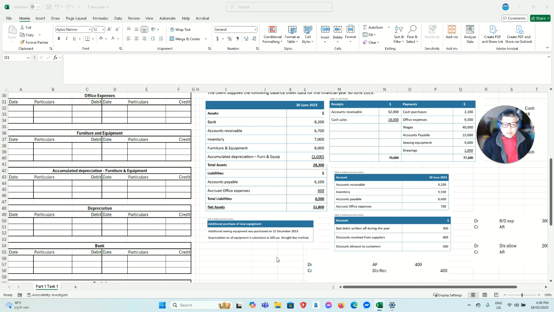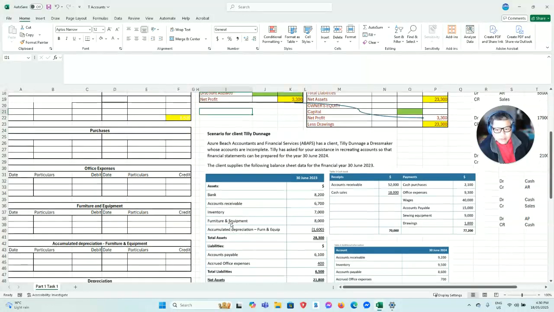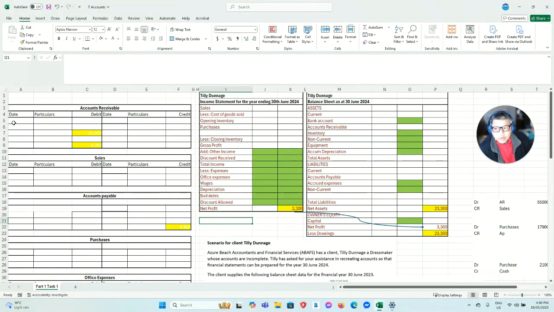So the first one is the opening balance of the account receivable. I'm going to do four accounts: account receivable, sales, accounts payable, and purchases. The opening balance is given in the balance sheet, account receivable 6,700. So we're going to write the date, particular, and then the debit amount, because account receivable is a debit, so it has to be the debit figure.